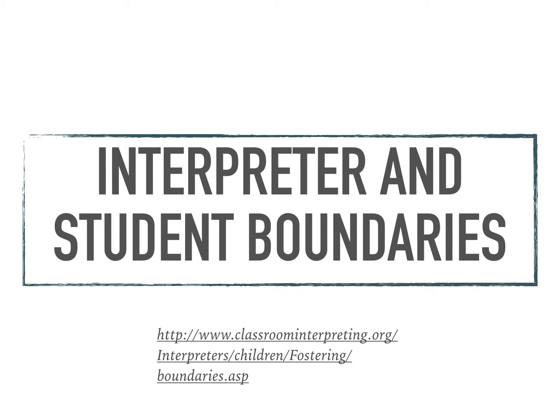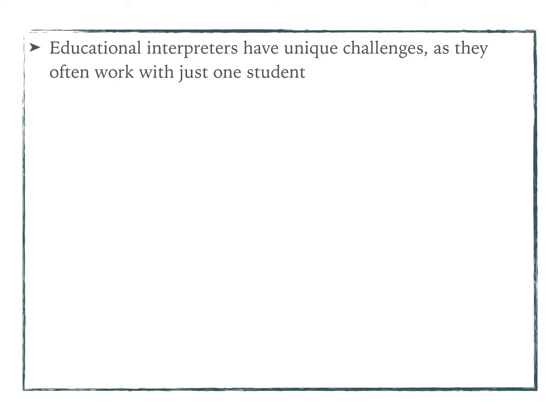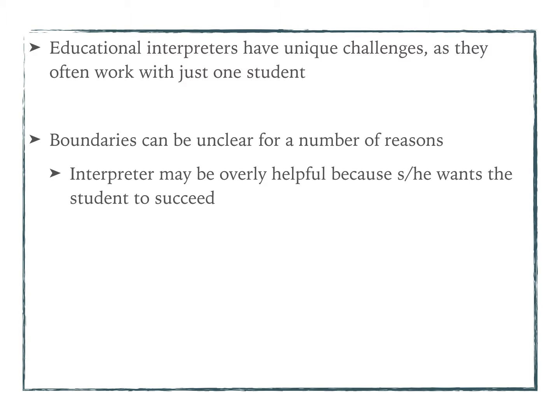So, establishing boundaries between the interpreter and the student. Educational interpreters have unique challenges establishing boundaries, as they often work with just one student, especially as compared to classroom teachers who will work with many different students. Boundaries in the situation can be unclear for a number of reasons. For example, an interpreter may be overly helpful because he or she wants the student to be successful.